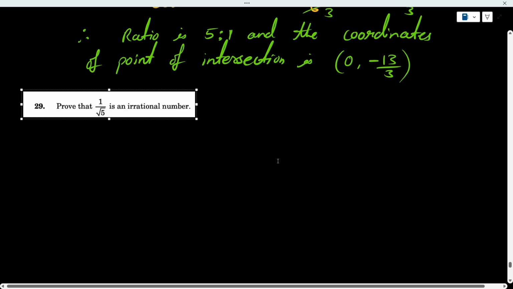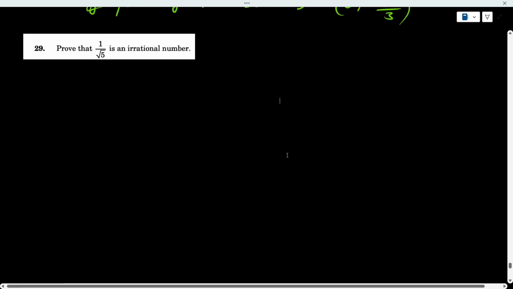So let us go for the 29th question. This is from Real Numbers. This kind of question, where you have to prove irrationality, always comes as a 3-marker question. So this is your question number 29. How do we start it? Prove that 1 by root 5 is an irrational number. You always start with contradiction. So instead of irrational, I'll take it as a rational number. We'll write down here: let 1 by root 5 be a rational number.